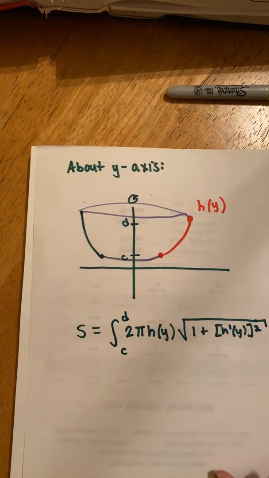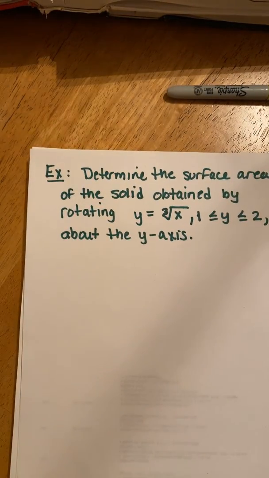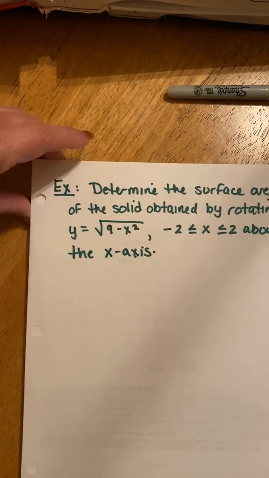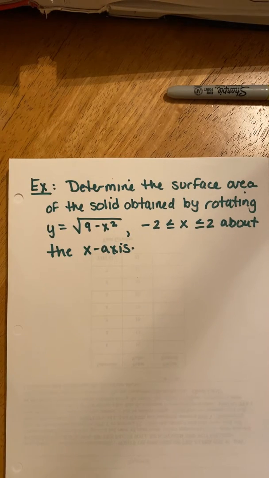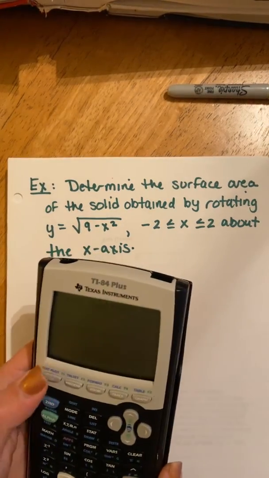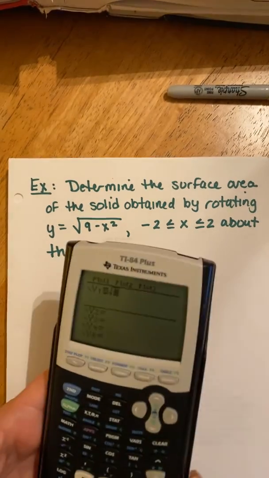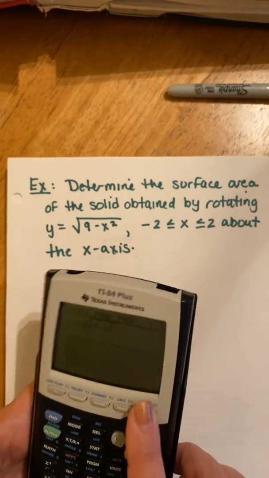So let's look at a couple of examples. Let's do this one first, the x one. Determine the surface area of the solid obtained by rotating y equals the square root of 9 minus x squared about the x-axis. We could draw this maybe. Let's take a look at what this looks like. y equals the square root of 9 minus x squared.